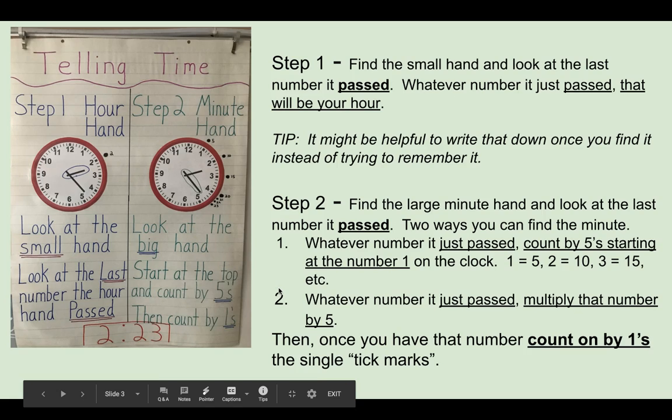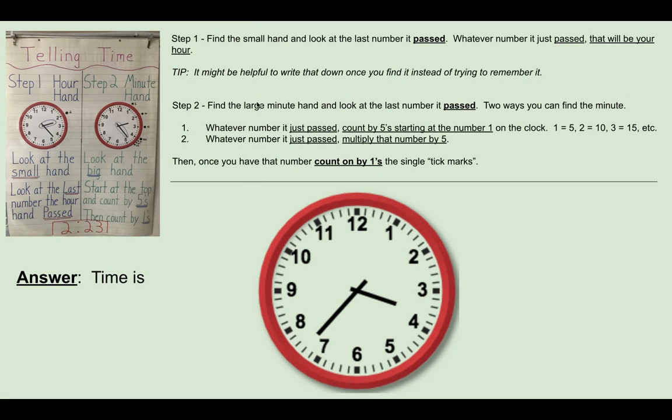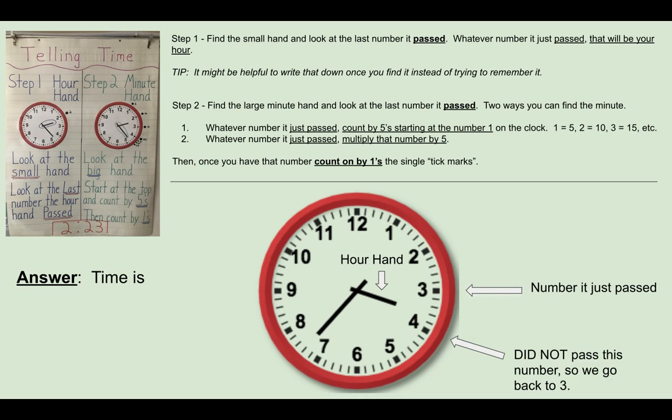All right, let's practice. So again on here, I have our 2 steps and I have our anchor chart to help us identify what time it is. So again, the first thing we're going to do, step 1, is find the hour hand. That is our short hand. So we look at our hour hand and we find what number it just passed. Well, it just passed the number 3. It did not pass this number 4, so we're going to go back to the number 3. So our hour is 3.